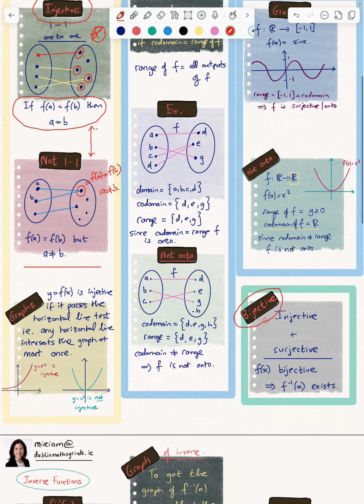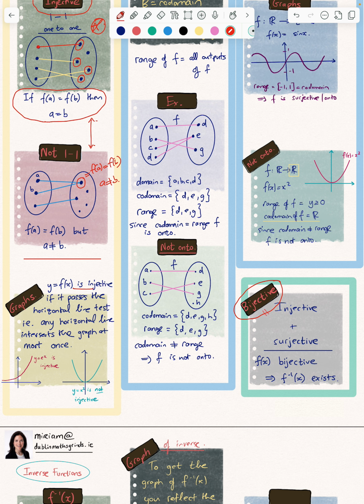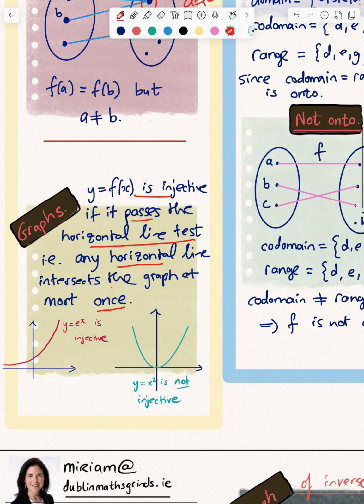Now, in terms of the graph of the function, f of x is injective if it passes the horizontal line test. And that means any horizontal line intersects the graph of the function at most once. So you can see here, e to the x is injective. Any horizontal line intersects the graph at most once. Okay, horizontal lines don't need to intersect the graph, so there are many of them that won't intersect the graph at all, but if they do, they intersect the graph at most once.